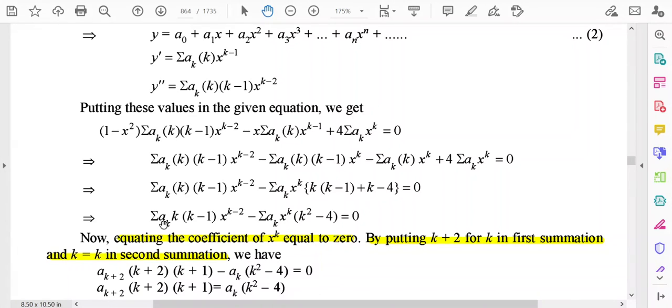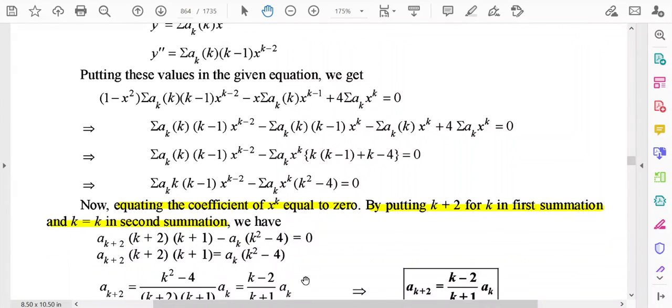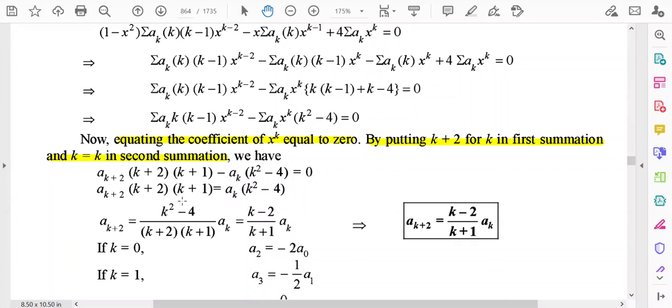You see, that is a k, we are writing a k plus 2. Then k, we are writing k plus 2. Then k minus 1, it means k plus 2 minus 1, that means k plus 1. Minus, here it is x to the power k. So directly we can write a k into k square minus 4, and that is equal to 0. So from this expression, we are obtaining the relation between a k plus 2 and a k. The relation is a k plus 2 is equal to k minus 2 by k plus 1 into a k. This relation is sometimes also known as recurrence relation.